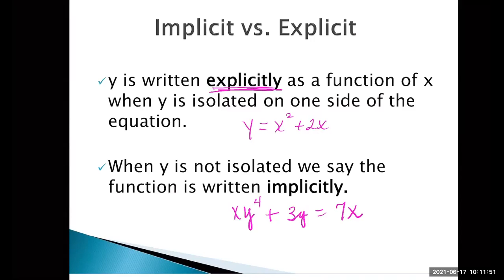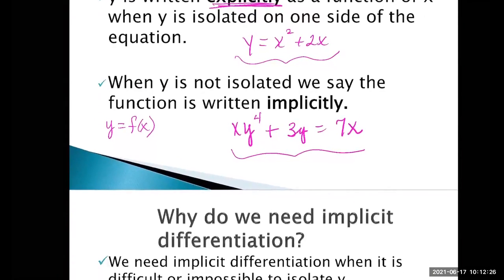So then what do we do if we still want to find the derivative of that function, knowing that y really is some function of x, but we don't know exactly what that is if we were to isolate y? We can still find the derivative. That's what we are going to do in this section. So this one is written implicitly, this one is written explicitly. And whenever you have a function that's written implicitly, you find the derivative using implicit differentiation, which means that you're basically going to use the chain rule.